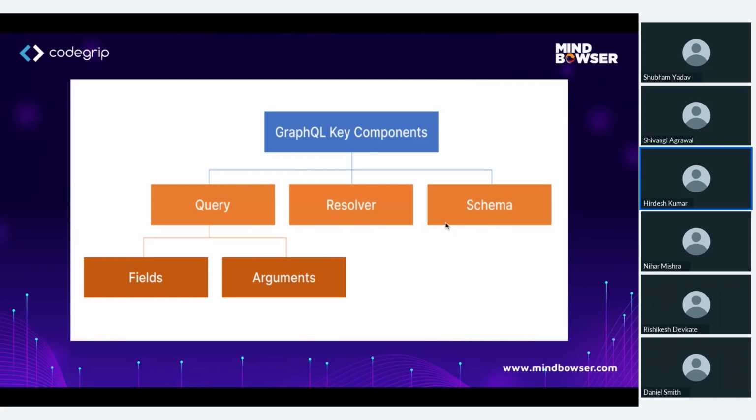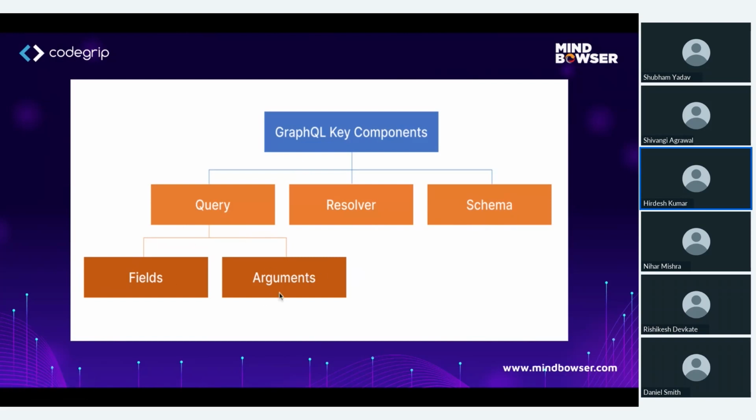And in the last, we have schema. Schema is a combination of types. It is a kind of central component where we can define the types and the operations, and it also plays the role of a contract between the client and the server, which ensures that the client will get only the requested data, not anything else. So these are the main components of GraphQL, and in a query we have fields and arguments also.